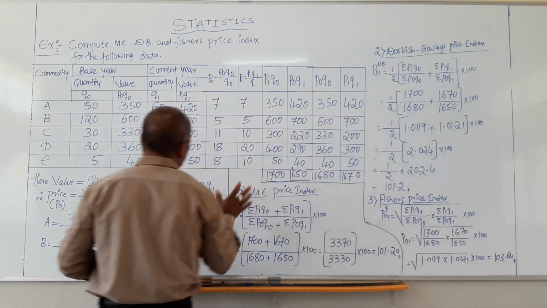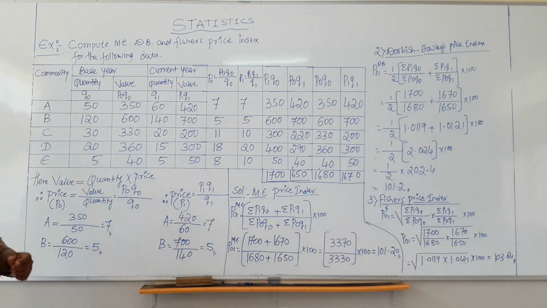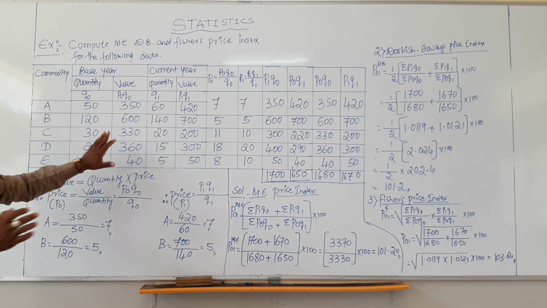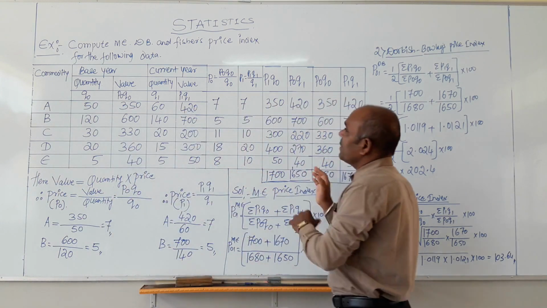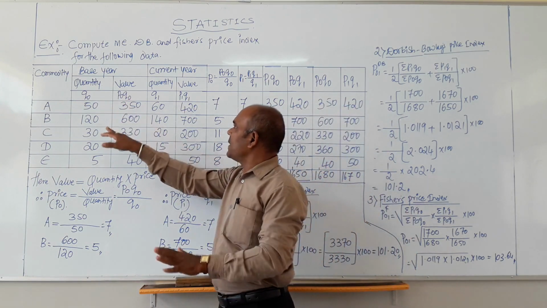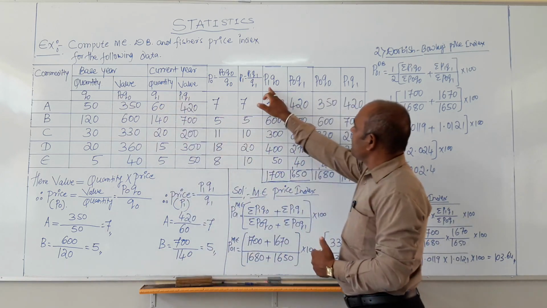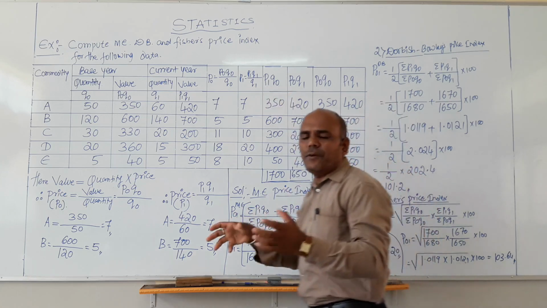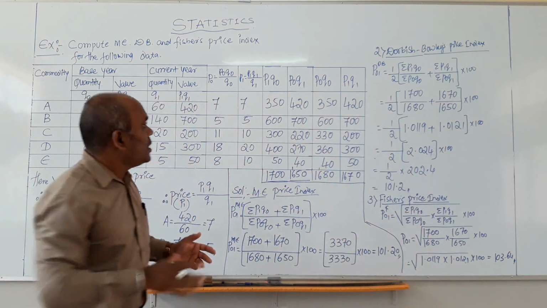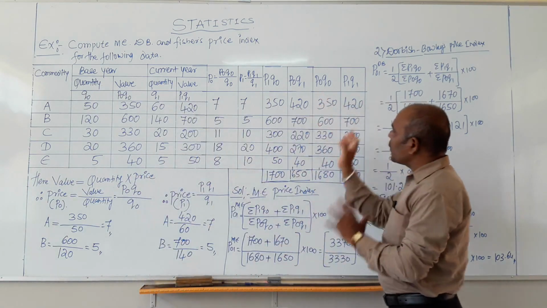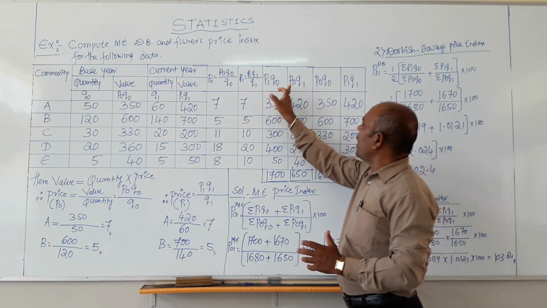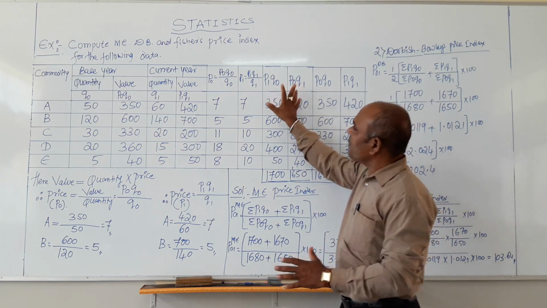After this calculation, we will get the price in the base year and in the current year, and the quantity in the base year and in the current year. Then we have to calculate the next one. We already know that P0 Q0 and P1 Q1 are there in the question. So we have to calculate the next ones, P1 Q0 and P0 Q1, as per the formula. Then it will be complete.